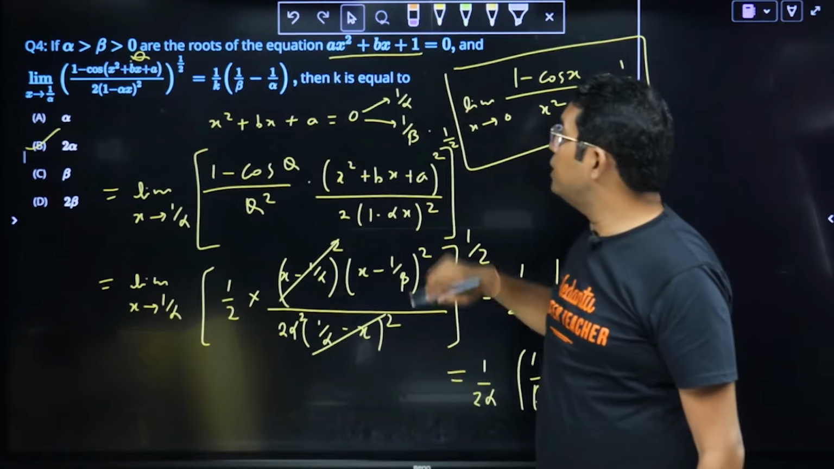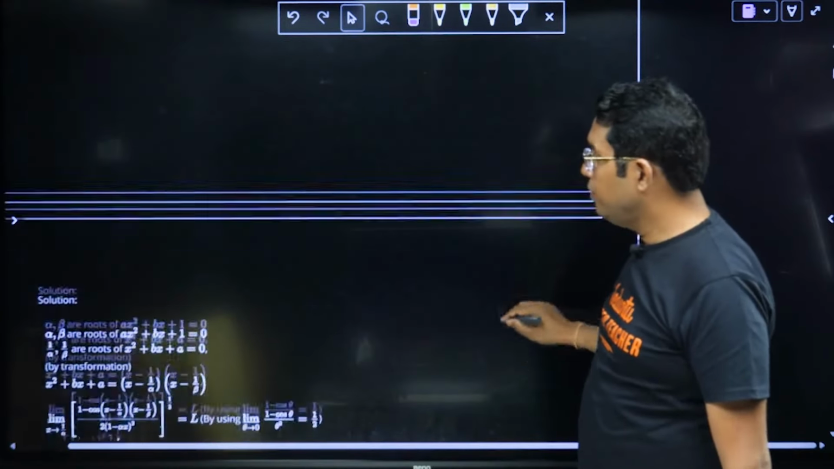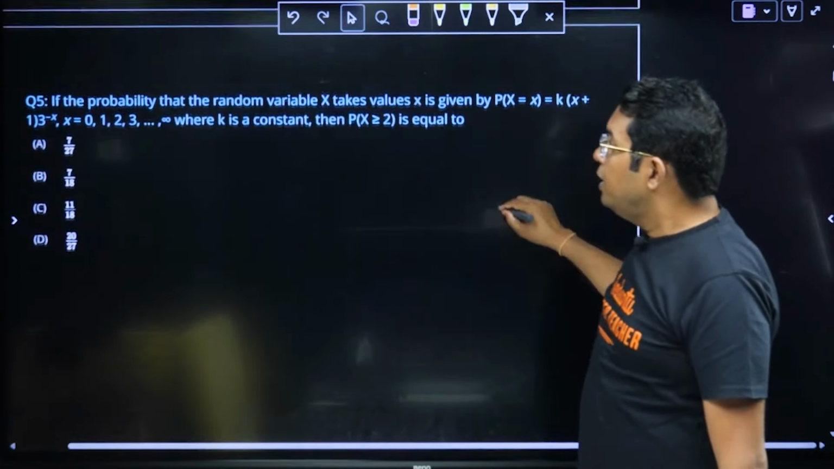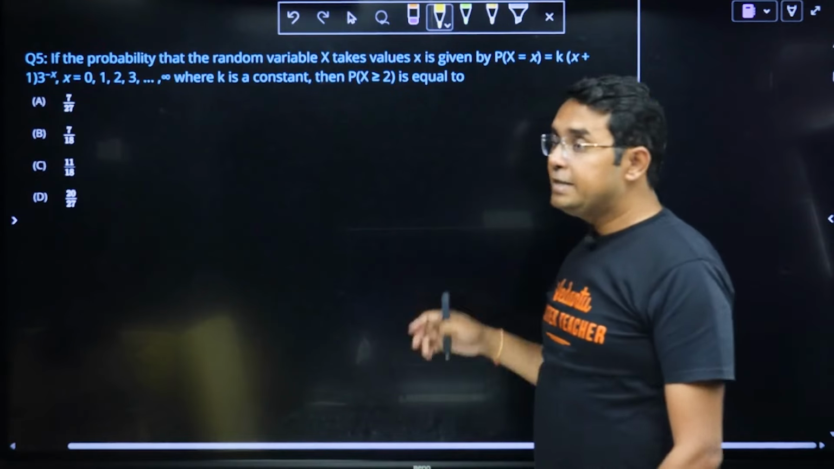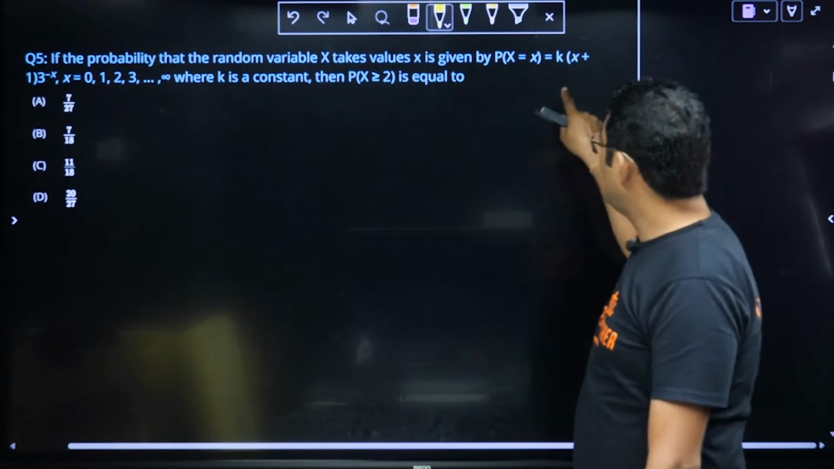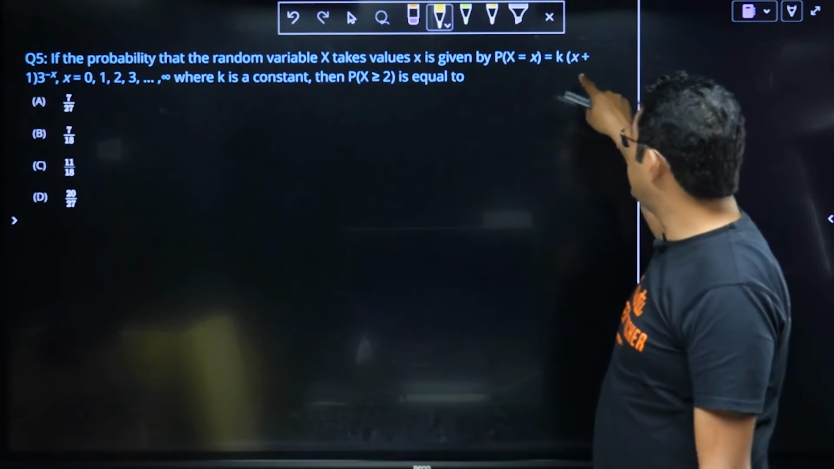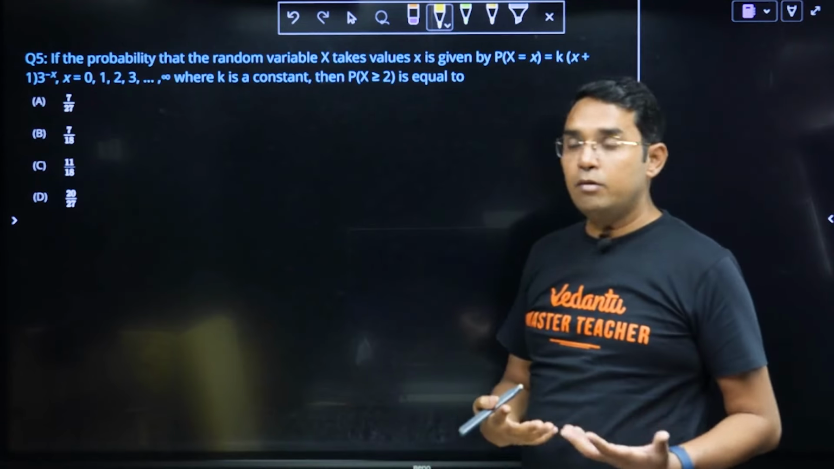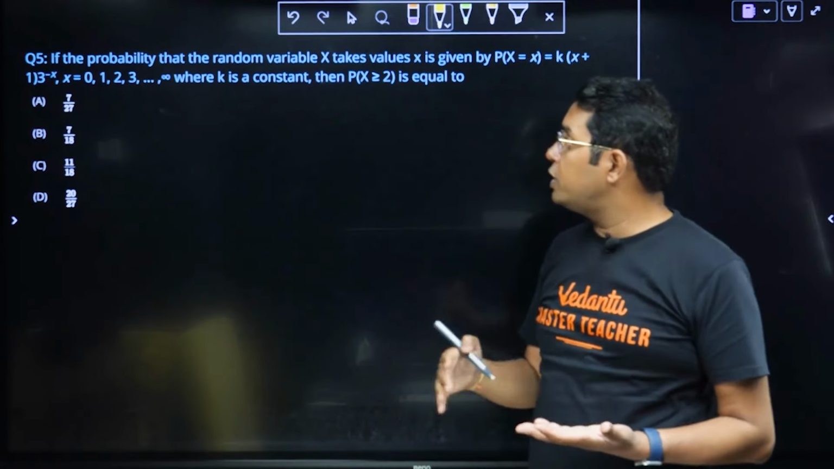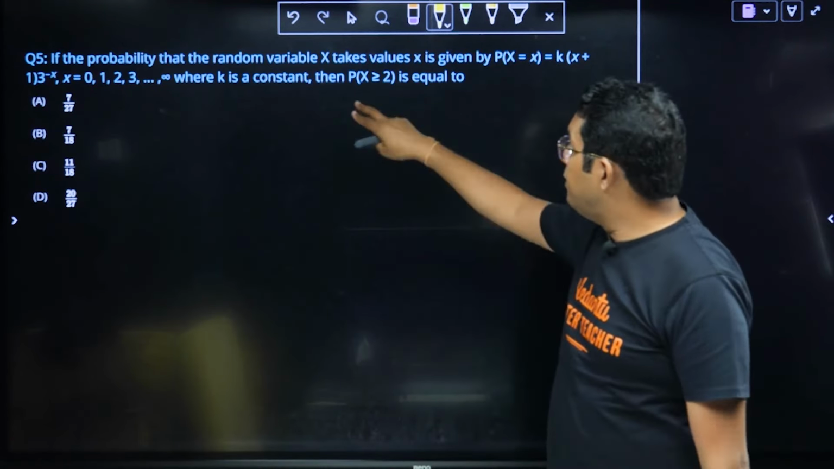Okay, now moving to the next question, that is question number 5. Here we are given the probability distribution of some random variable x, given by this formula: k times (x plus 1) into 3 power minus x. x is taking values 0, 1, 2, 3 up to infinity. Okay, and then we are asked some probability.